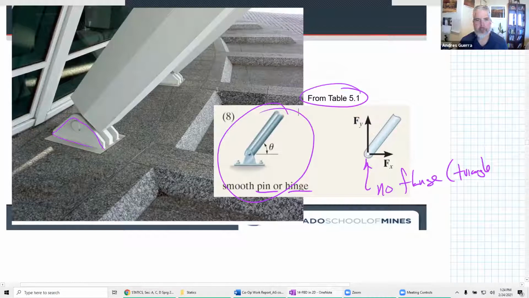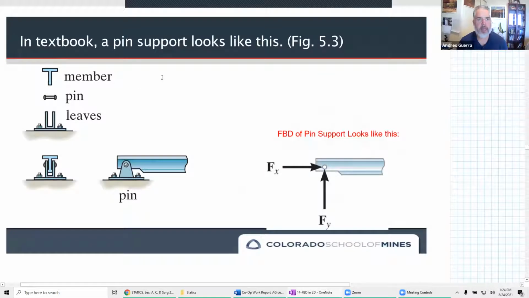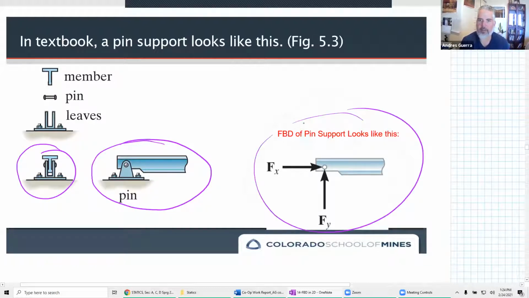Okay. How about, oh, here's another picture. In the textbook, they're kind of breaking it down, right? They have the member, the pin, the leaves, and then they show it all combined, like if you're looking down the side of this pin over here. So they've got the leaves, which I guess were what I called the flanges in that previous one, but we see the pin and the member, and then there's an Fx and an Fy.